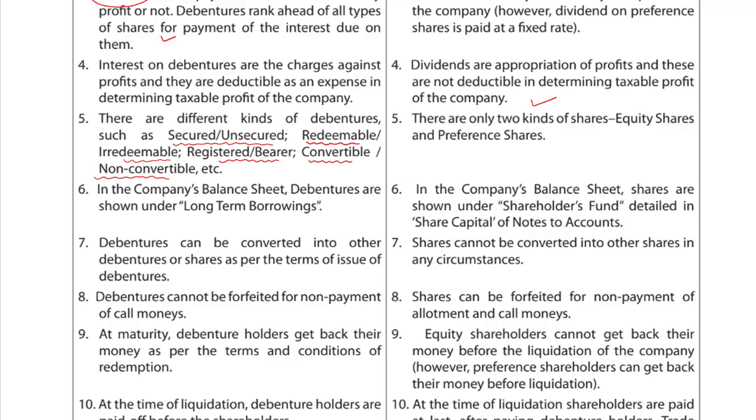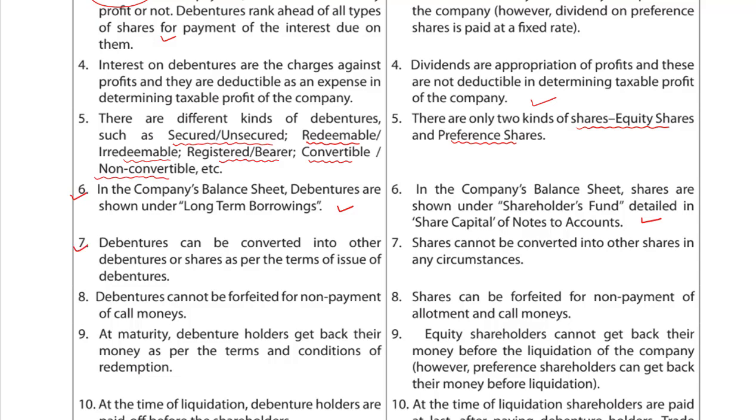There are only two kinds of share: equity shares and preference shares. In the company's balance sheet, debentures are shown under long-term borrowings. In the company's balance sheet, shares are shown under shareholders' funds, with details in share capital of notes to accounts.